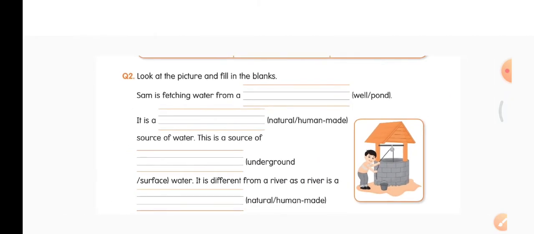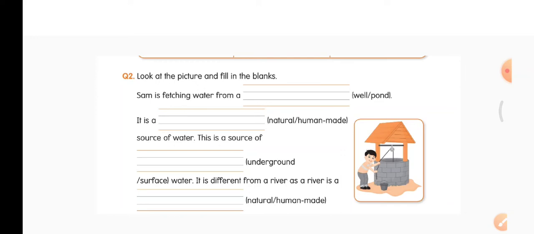Sam is fetching water from a dash. So it is a well. Sam is fetching water from a well. So all of you write W-E-L-L, well. Second sentence, it is a dash, natural or human made? It is human made, right? Then this is a source of what water? Surface water or underground water? It is underground water. It is different from a river, as a river is dash. River is natural or human made? It is natural. So write natural.